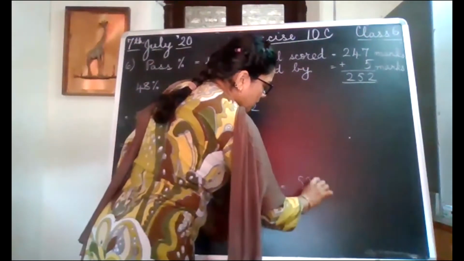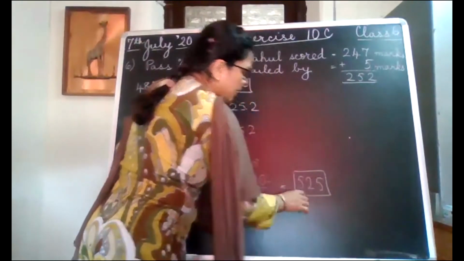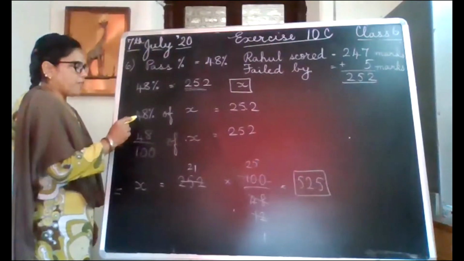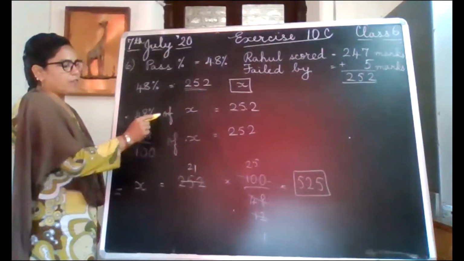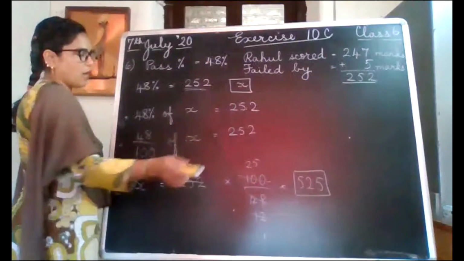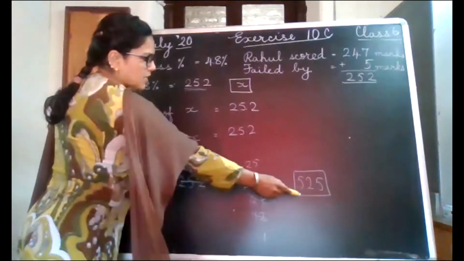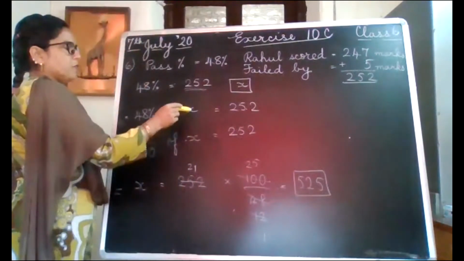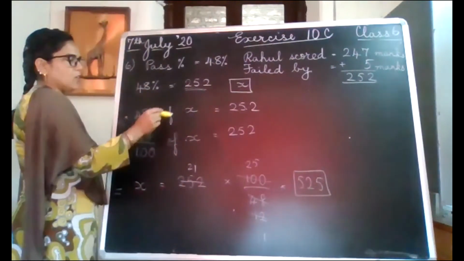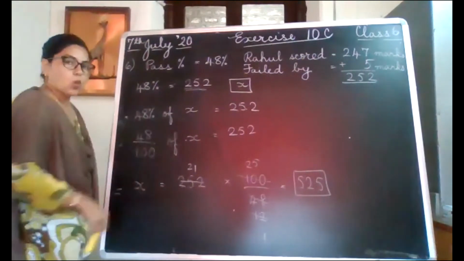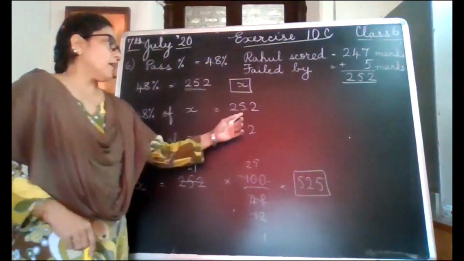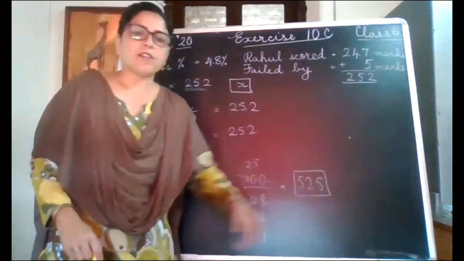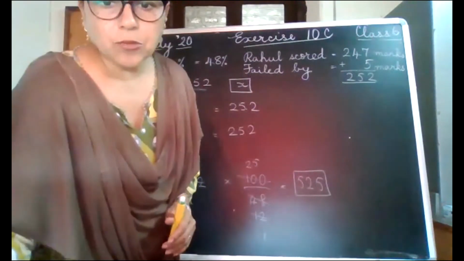525. Now, if you want to check if your answer is correct, what will you do? You have written here 48% of X equals 252. Now you found out how much your X is. X is 525. So if you write 48% of 525 and solve it, you should get 252. Then it shows that this 525 is correct. That's how you can check your answer.